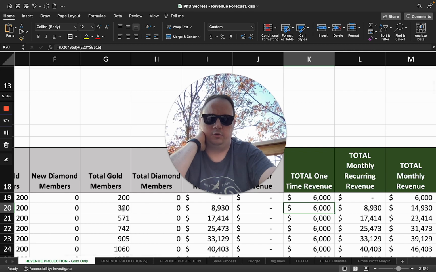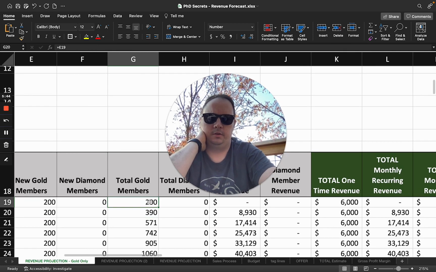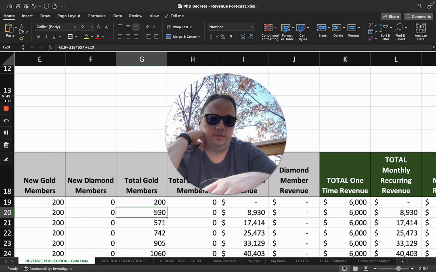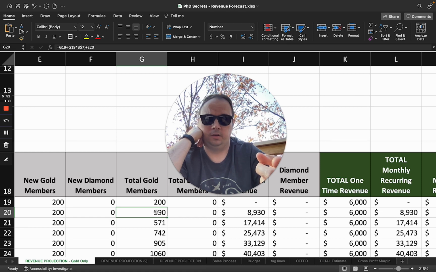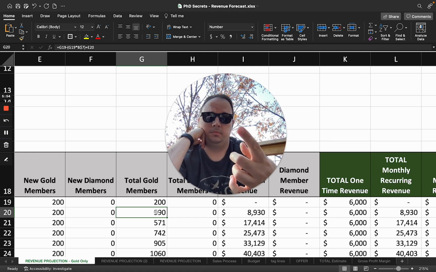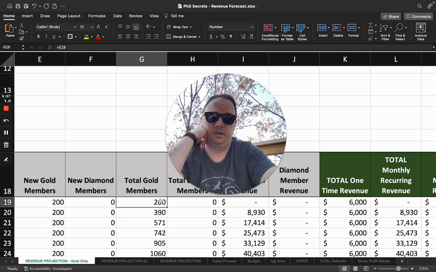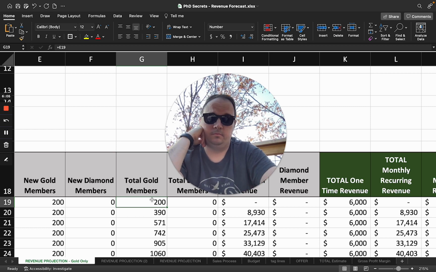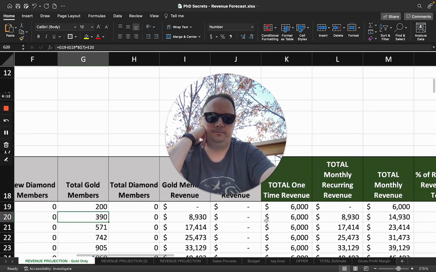The thing here is about total gold members. This is probably hard to see the formula up top, but this number 390 is not just, you would say, oh, you had 200 last month, adding 200 new ones this month should be 400. Well, you're not accounting for that churn number, the 5%. So again, I'm assuming that 5% of the 200 that signed up last month, which would be 10 people, are going to cancel between last month and this month. So that's why I only have 390 total gold members, and it accounts for that every month going forward, right?